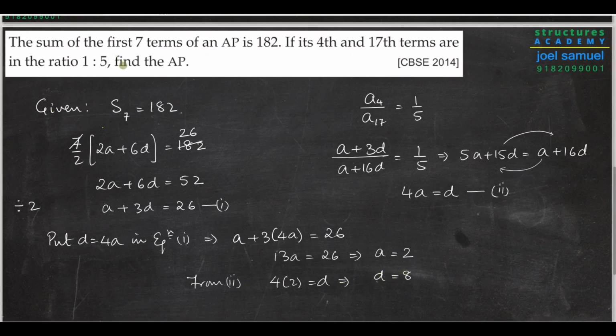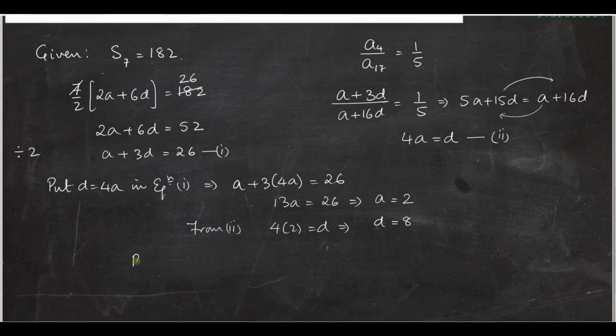So the question is asking us to find the arithmetic progression. So the required AP would be, the first term is 2, then the common difference is 8, which means 10, plus another 8, 18, plus another 8, 26, and so on and so forth. And this would be the final answer.